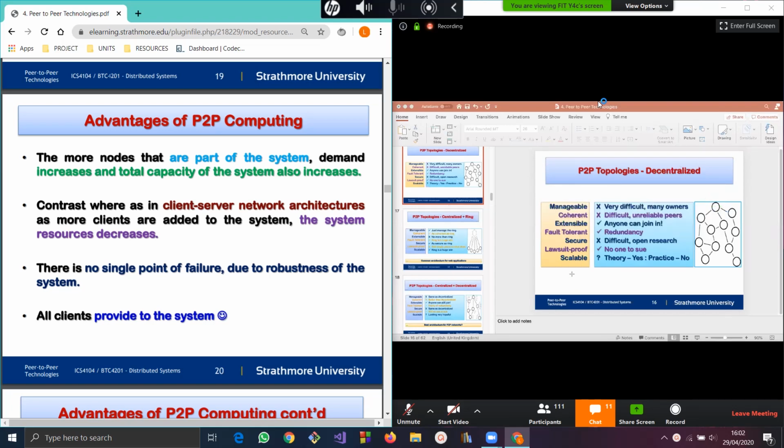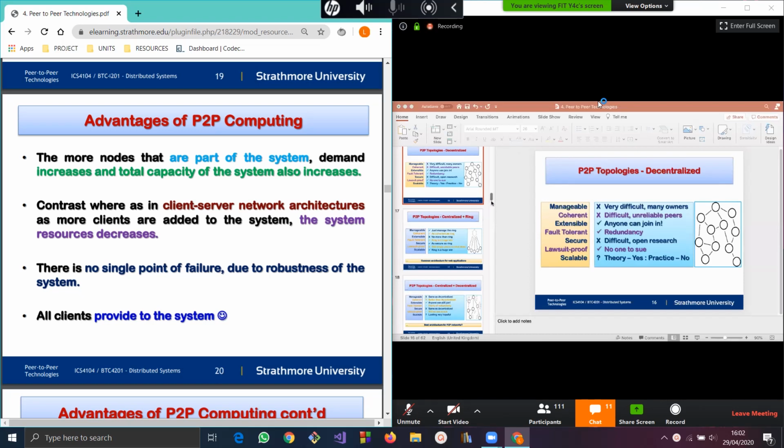Scalable, in theory, yes. In practice, difficult. Because the more you decentralize, you're adding more and more nodes, and so it can become unwieldy. It can become so large in some of the scenarios, and so it's not very much scalable. But there are techniques that can be used, as we'll be looking at them later on.